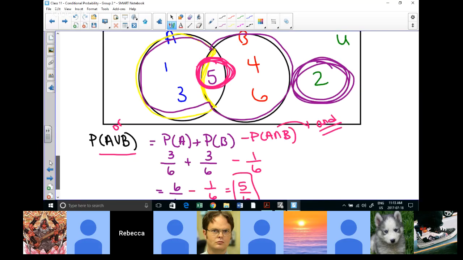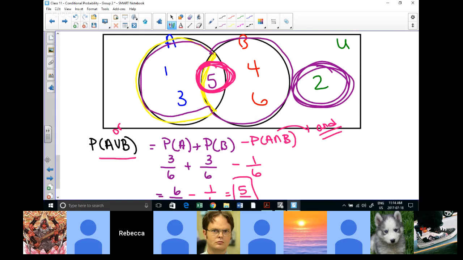So in our example here, just to be clear, if we're doing probability, probability means how many outcomes in A divided by the total number of outcomes. And since we're doing the probability of A or B, we take the probability of A, which is the outcomes in A divided by the total number of outcomes, plus the probability of B divided by the total number of outcomes, minus the probability of their intersection, which is the outcomes in the intersection divided by the total number of outcomes.